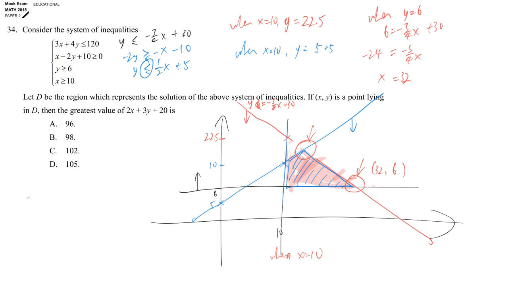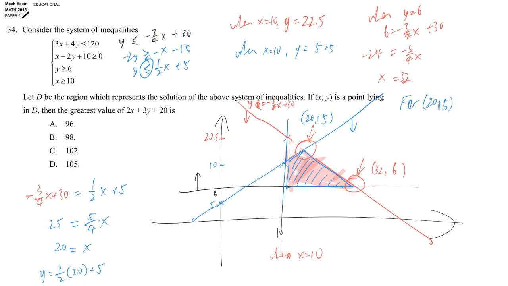Red line, we have negative 3 over 4x plus 30, which is equal to the blue line, 1 over 2x plus 5. So for this point x is 20, and then the corresponding y, 1 over 2 times 20, and then plus 5, is 15. So now we are going to try this point (20, 15). Then our target is 0.2 times 20.